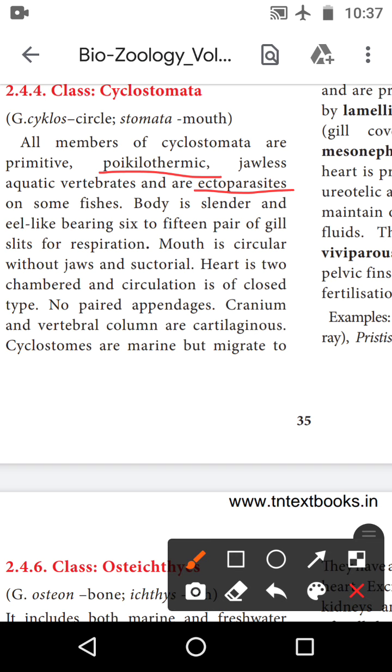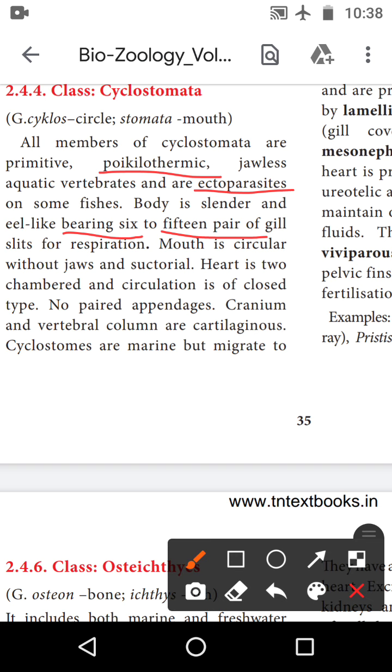Body is slender and eel-like, bearing 6 to 15 pairs of gill slits for respiration. So how many gill slits are there for respiration? Eel-like, bearing 6 to 15 pairs. So 6 to 15 pairs, and pair means 2. So 6 to 15 pairs of gill slits for respiration.